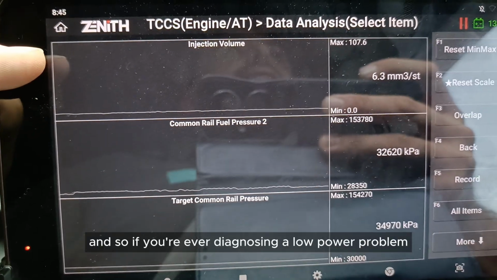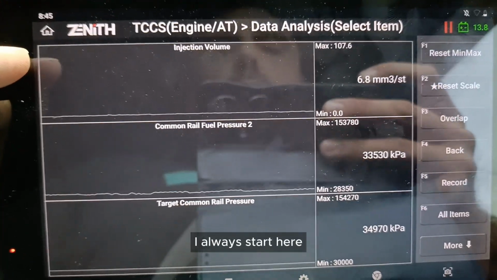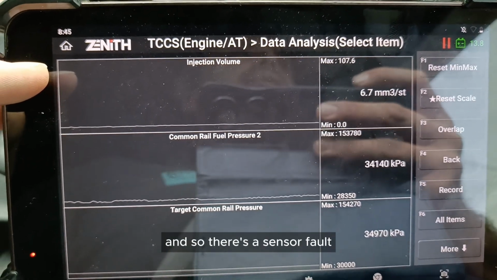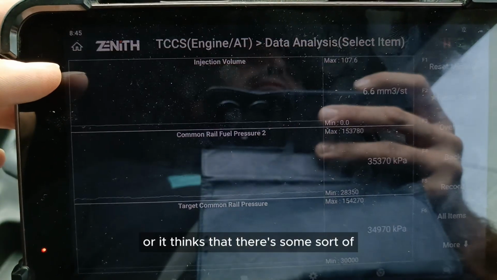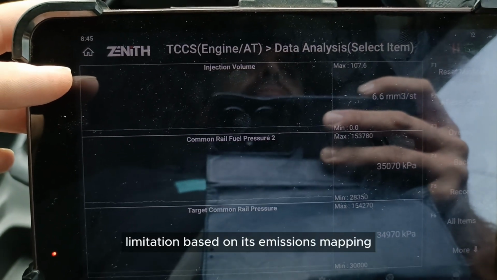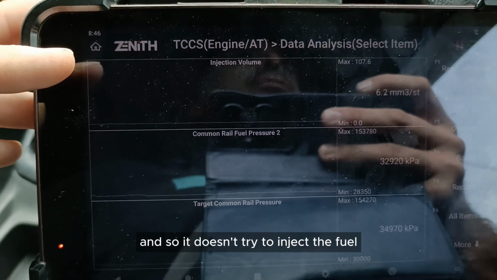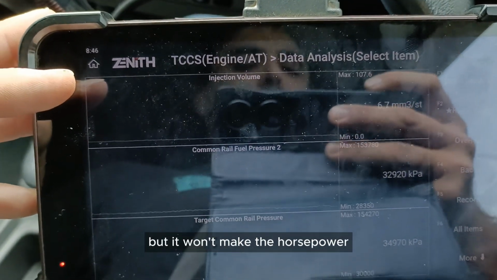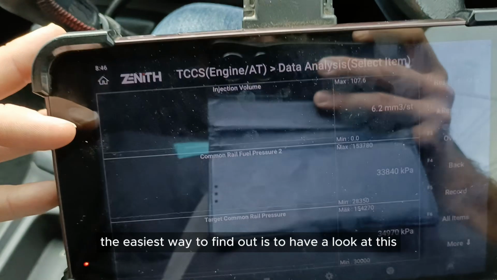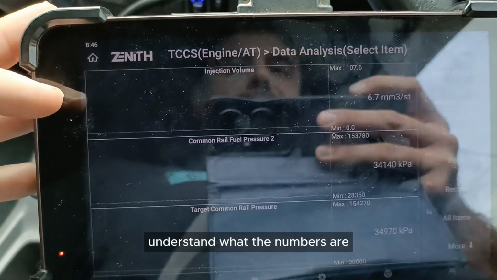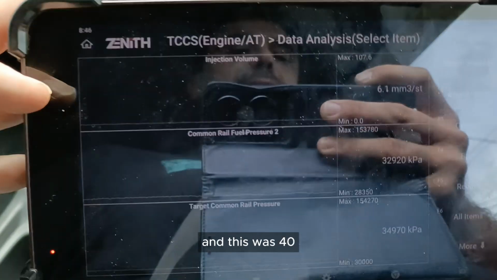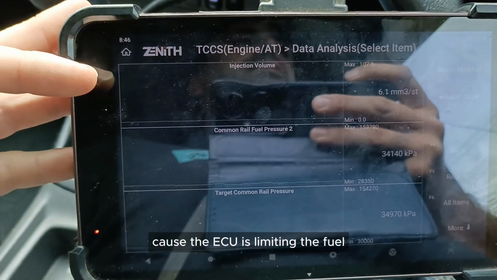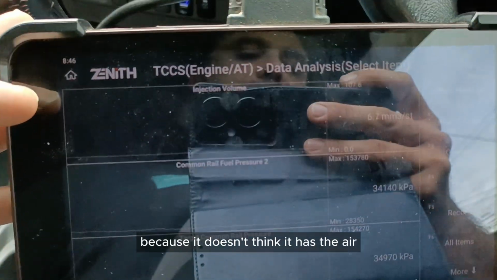And so if you're ever diagnosing a low power problem, I always start here. Now, a low power problem can be either a sensor, and so there's a sensor fault, the ECU doesn't see the air, or it thinks that there's some sort of limitation based on its emissions mapping, and so it doesn't try to inject the fuel. But then there's another type of mechanical issue where the ECU is trying to do it, but it won't make the horsepower. And so the easiest way to find out is to have a look at this, go through the numbers, understand what the numbers are. So maybe if we saw this at a low power problem and this was 40, well then we know we're dealing with like a MAF sensor or a MAP sensor or a problem along those ways, because the ECU is limiting the fuel because it doesn't think it has the air, for example.